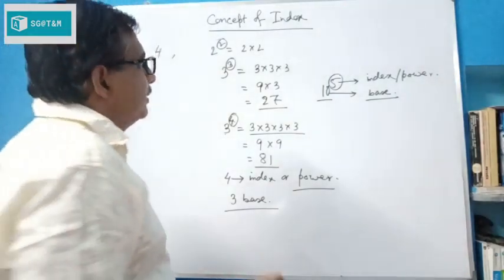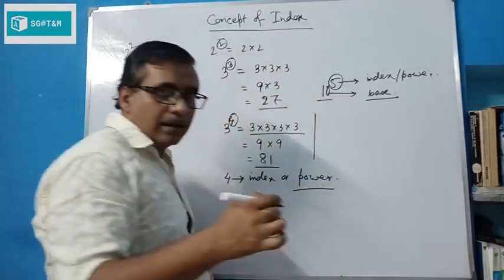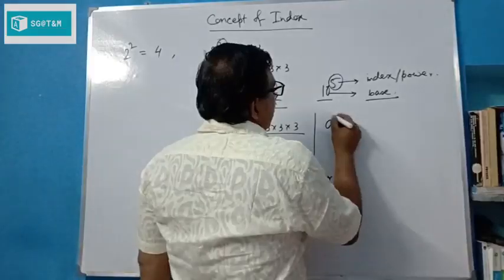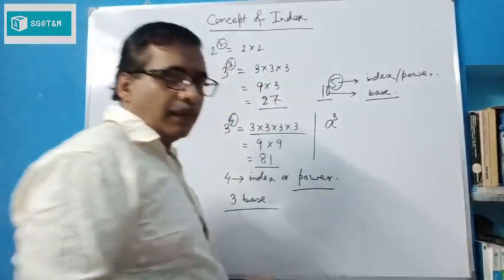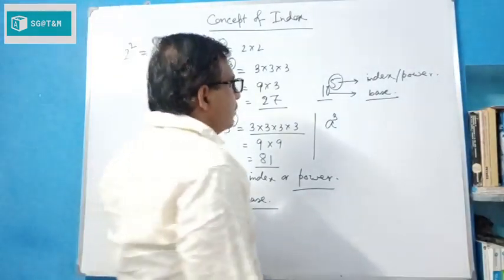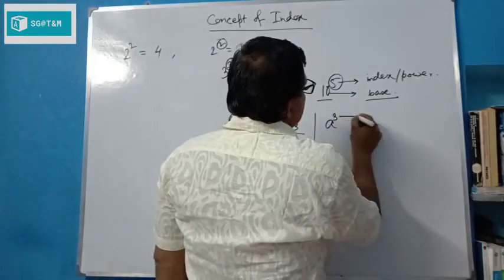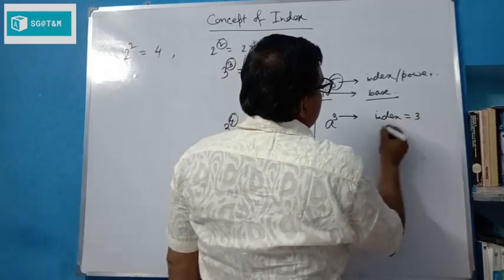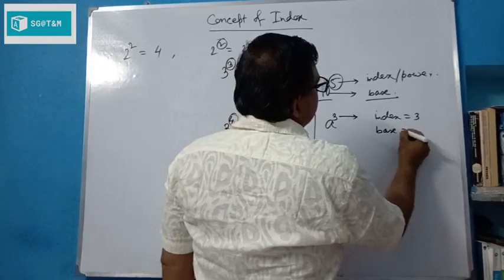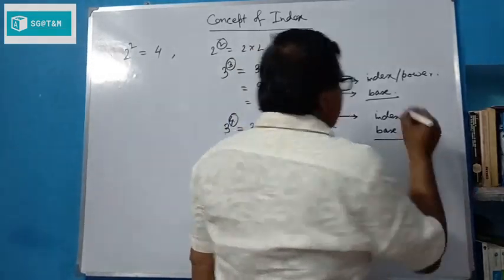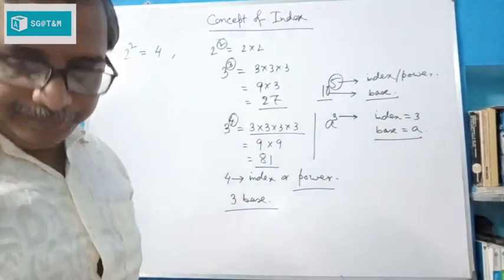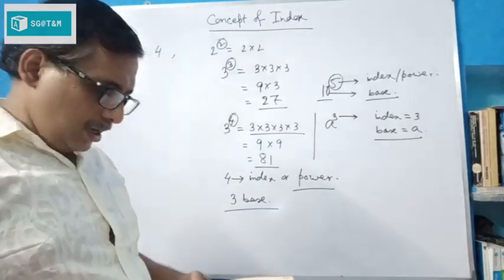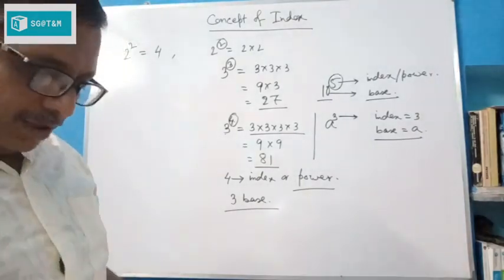Now if we write algebra, in class 6 you have already learned, say a to the power 3. In this case, which one is index? 3 is index and base is a. Clear? Base is a and index is 3.